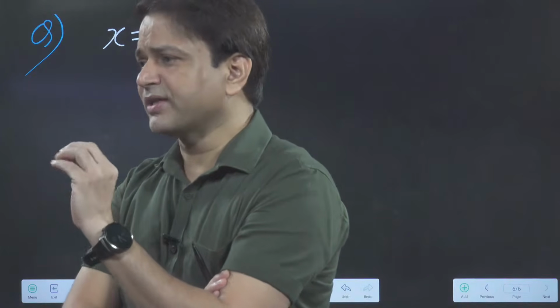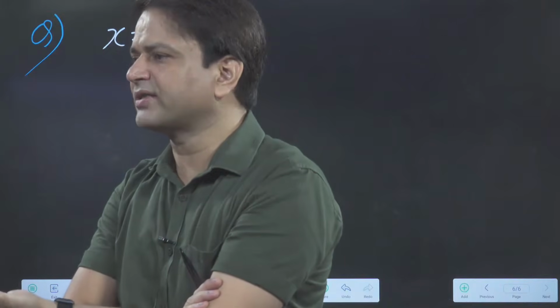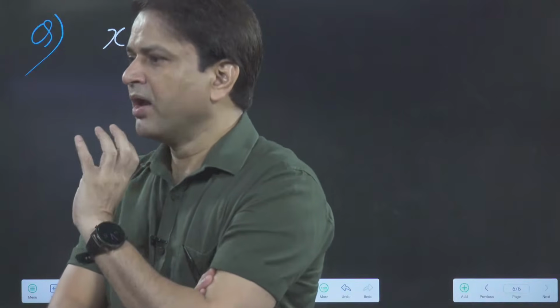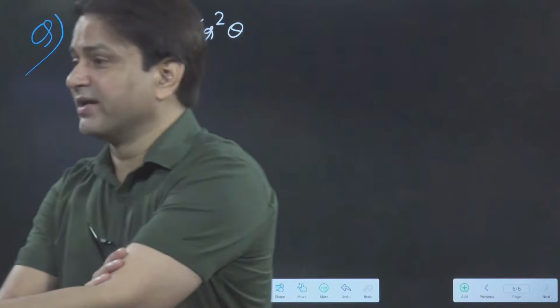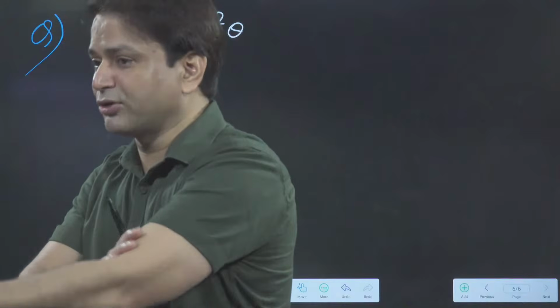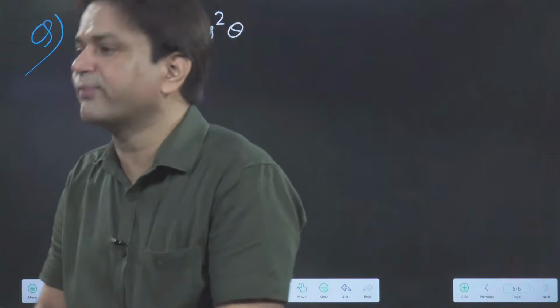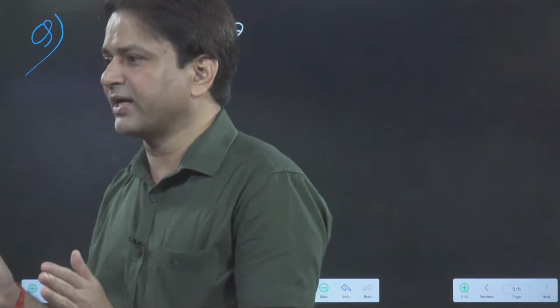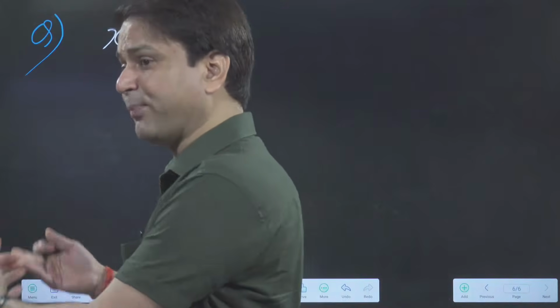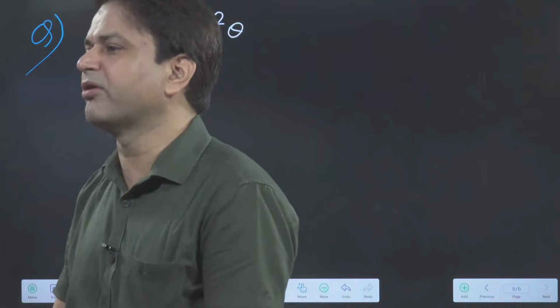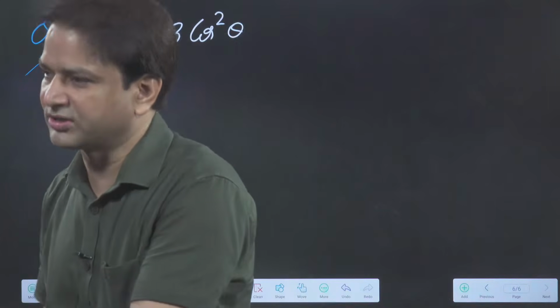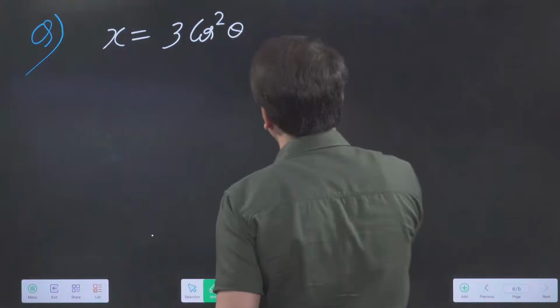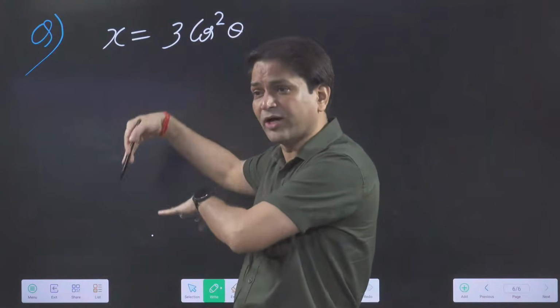So when I write cos square theta, it means it is positive. You have to take cos square theta as positive. The square of any number can never be negative, so we have to think of the minimum non-negative value. And what is the minimum value of cos square theta? 0. So here we don't have to put the minimum value of cos theta.